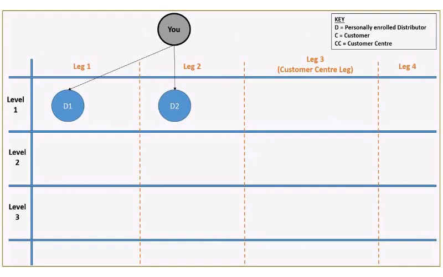So what you're going to do is open up a second leg, and you can see they're still on your level 1, but they've opened up your second leg. And now let's talk about creating this customer center account that I mentioned.